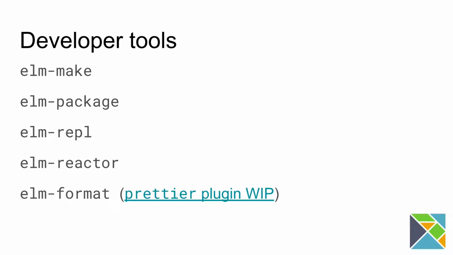The formatter, elm-format, is not part of the official tools, but it's very commonly used to provide formatting rules. It also works kind of like linters, so you can check if there are some inconsistencies, for example in the build part of your CI or something like that. And there's also a Prettier plugin as a work in progress, so just Prettier running elm-format and going with that.